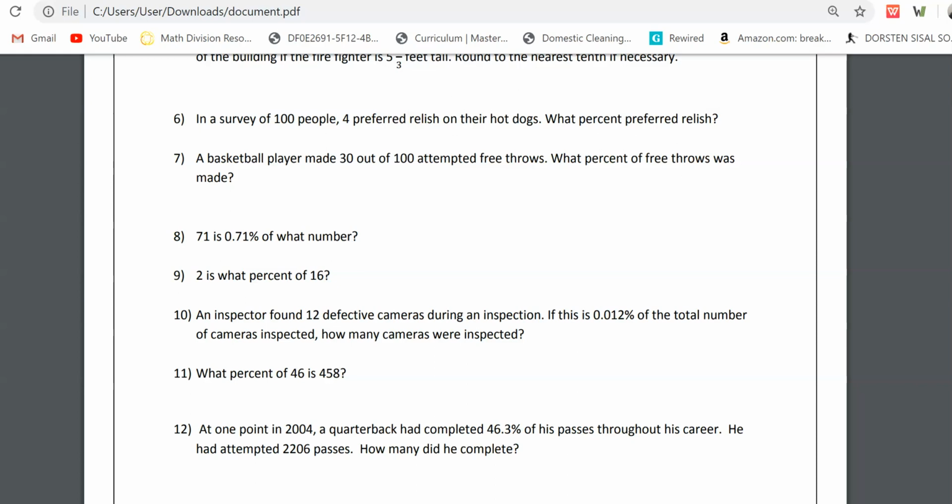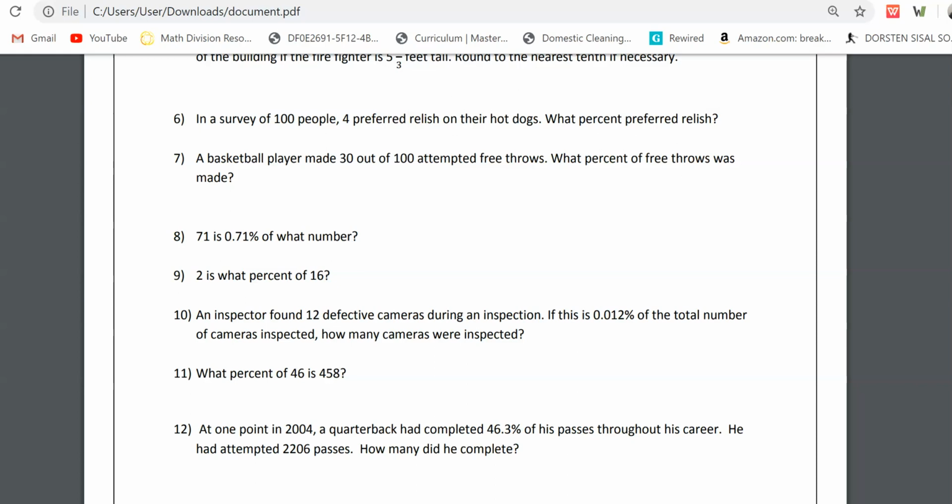Okay, same thing with number 11. It says what percent? So your percent is x of 46, and then is 458. So your is the 458. Your 46 is the of, and then x is the percent. And so set that up carefully. And again, don't be afraid to do it on scratch paper and then do it with the calculator just to check yourself to see if you got it right by hand. So I want to do number 10.